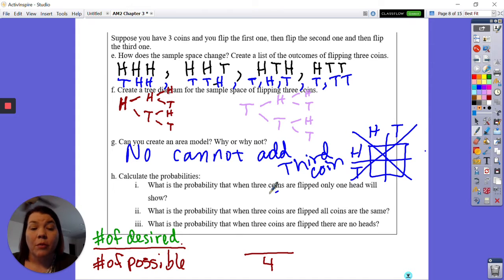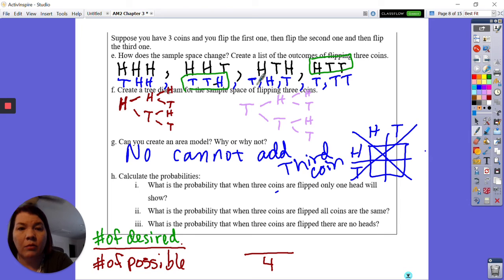What is the probability that when 3 coins are flipped, only one head will show? There's one with one head right here, and one right here, and one right there. So there are 3. Oh, excuse me, my denominator is not 4. My denominator is 8. So the answer is, my numerator is 3/8.